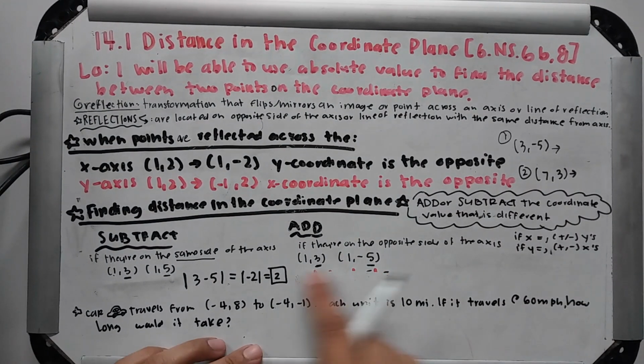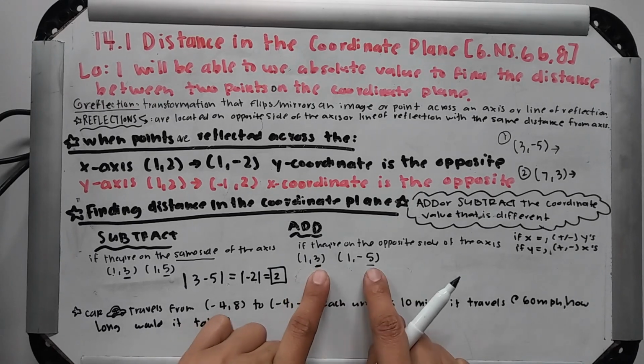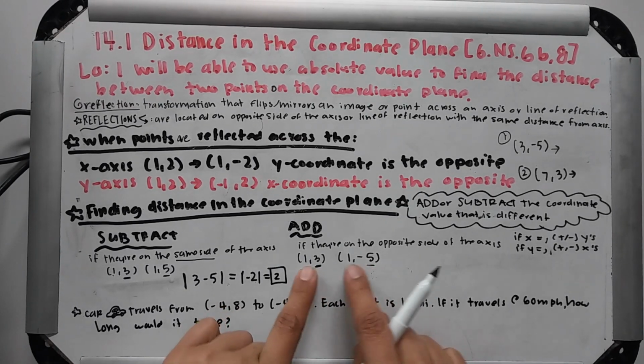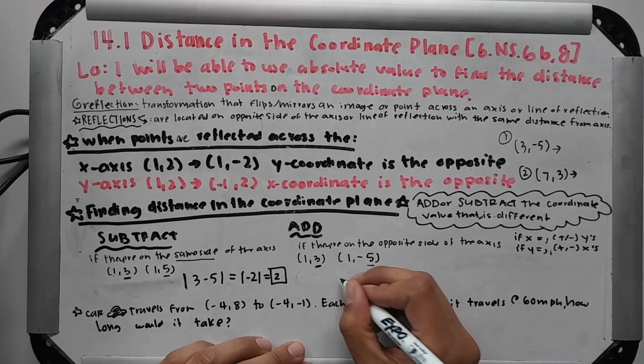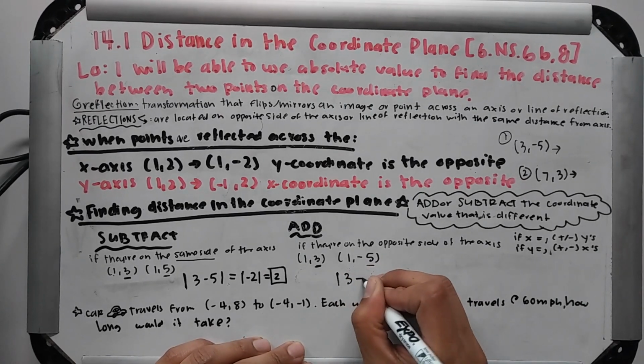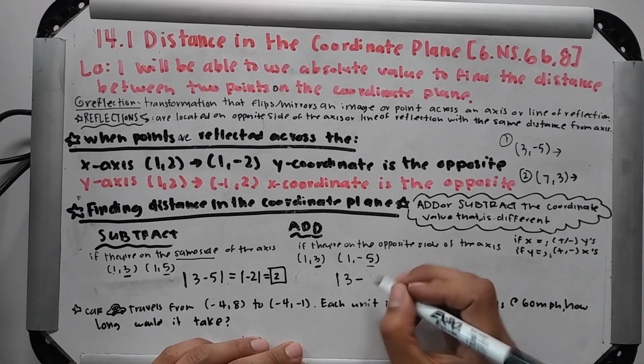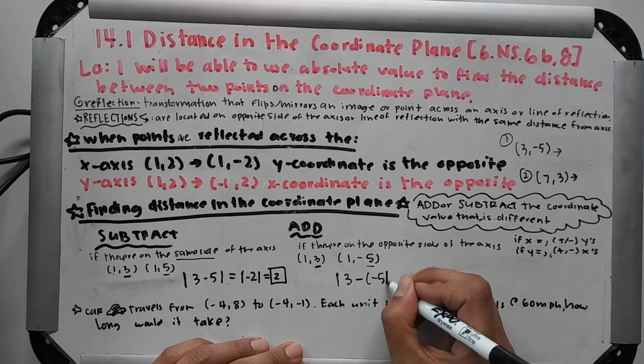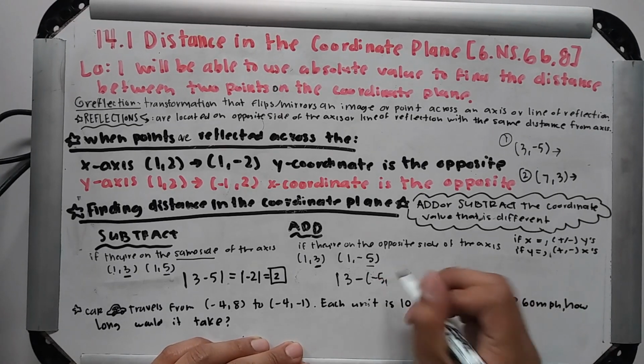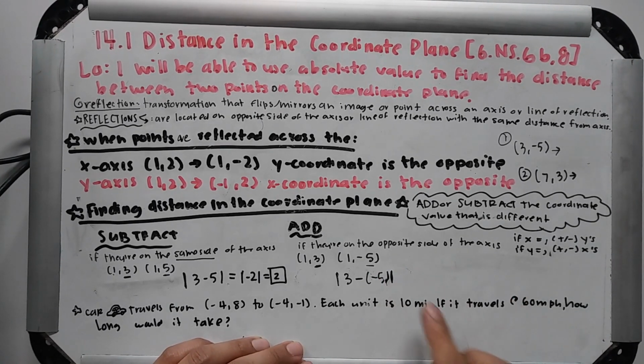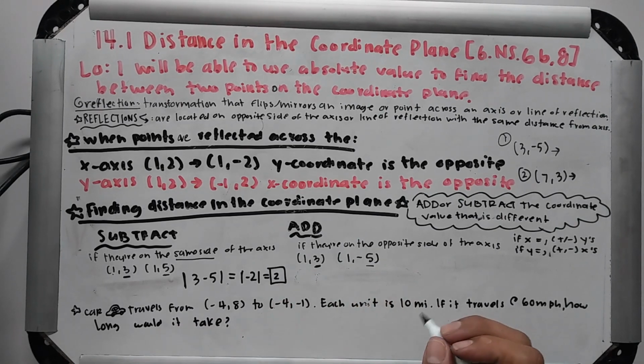Okay. On this one right here, the x's are the same, so I'm going to work with the y's. So I go absolute value of 3 minus -5. You can do it that way. I'm not going to do it like that because this is 7th grade math and we haven't reviewed this. But let me go ahead and do the other way.